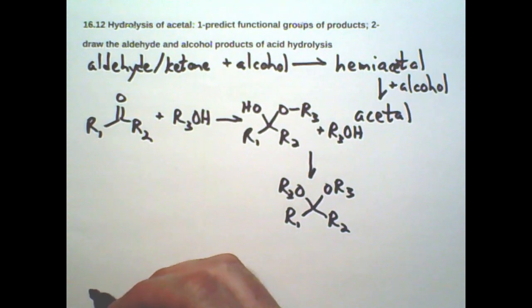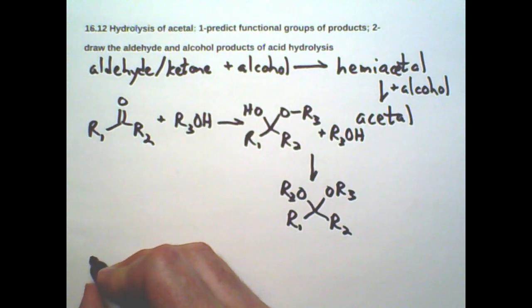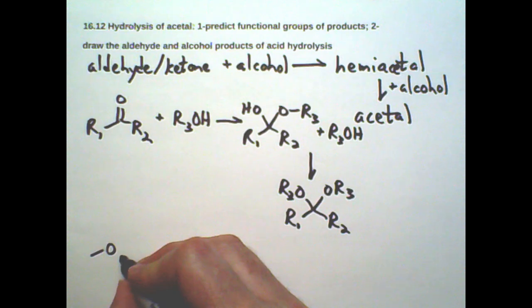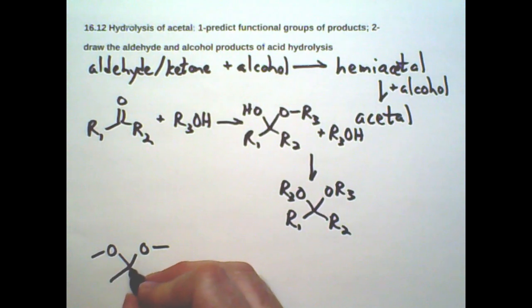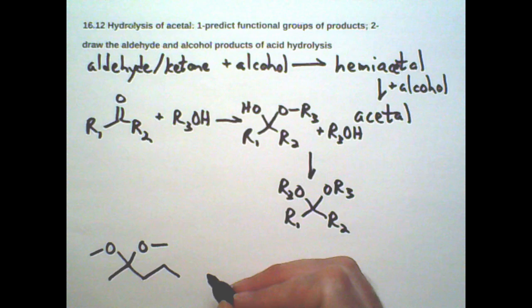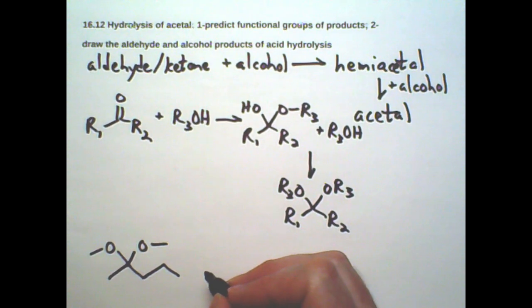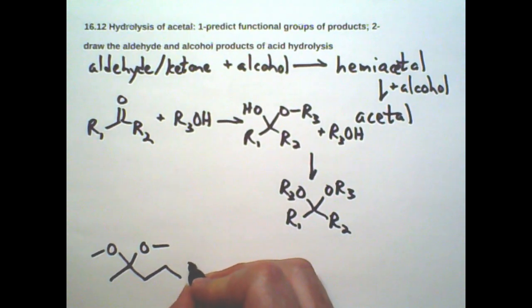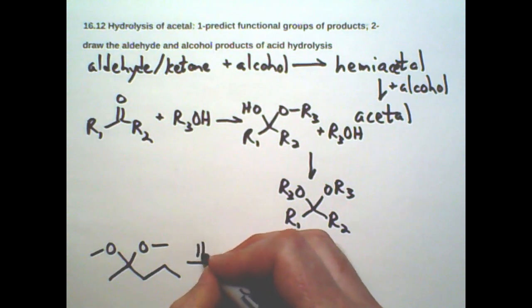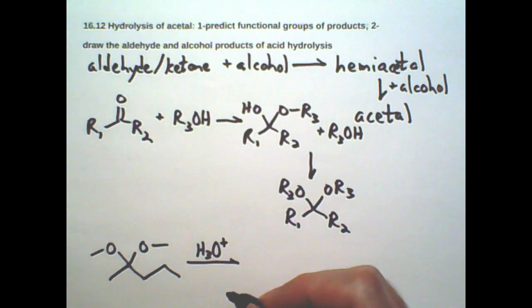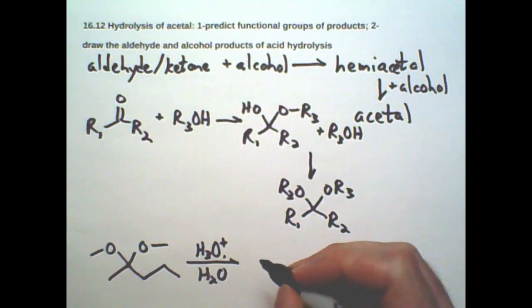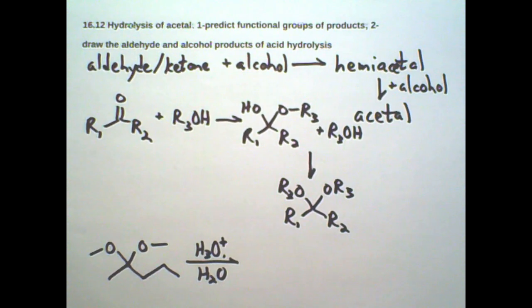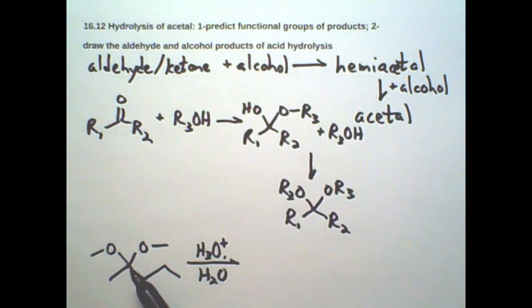Now that you've copied this down onto your reaction map, we've got this molecule here. And the question is, when you react it with an acid in water, so we use something like sulfuric acid in water, what's going to happen? Well, let's take off one of the alcohol groups.